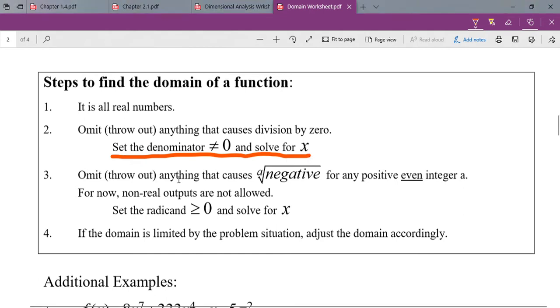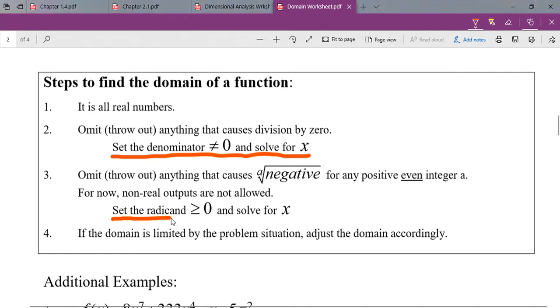The next thing we're going to do is omit or throw out anything that causes a root of a negative for any positive even integer a. You don't have to worry about the odds here, because the cubed root of -1 is just -1. Actually, any odd root can handle negatives. The only roots that cannot handle negatives are even roots. So if you have an even root, you have to make sure the interior of that root is not negative. For now, non-real outputs are not allowed. We're going to set the radicand greater than or equal to 0 and solve for x.